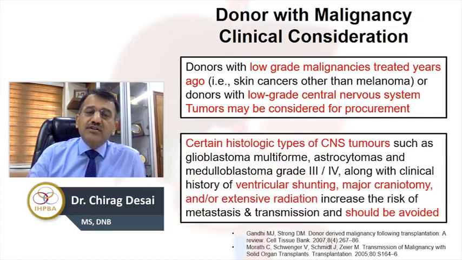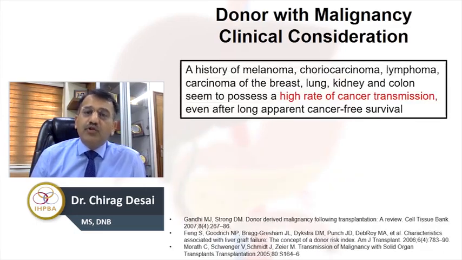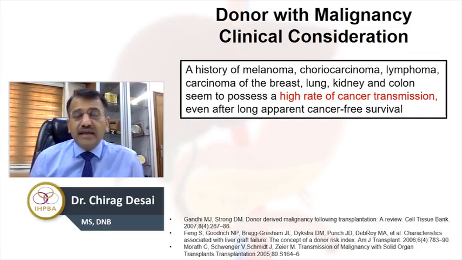Certain histologies of CNS tumors like glioblastoma multiforme, astrocytoma, and medulloblastoma, especially grade 3 and 4, are contraindications. Similarly, patients who have a history of ventricular shunting, major craniotomy, or extensive radiation for malignancy are contraindicated for donation. A history of melanoma, choriocarcinoma, lymphoma, carcinoma of the breast, lung, kidney, and colon carries a very high rate of cancer transmission in spite of a long period of cancer-free survival.